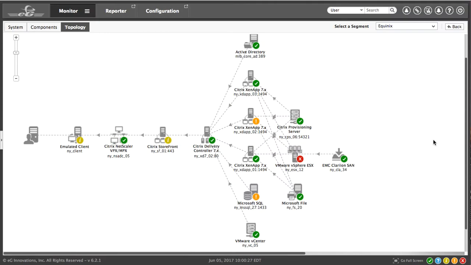problems. EG Enterprise automatically discovers all infrastructure components in your IT environment and maps dependencies between application tiers and with supporting infrastructure tiers, including the virtualization platform, physical servers, databases, network, and storage.